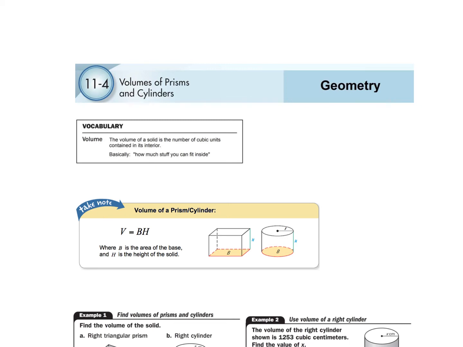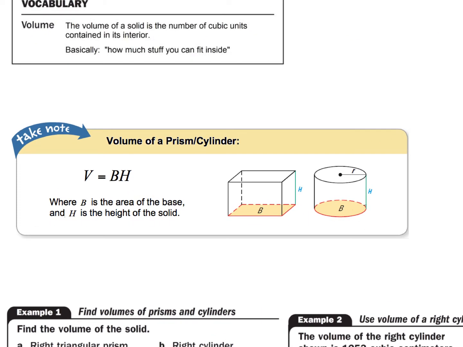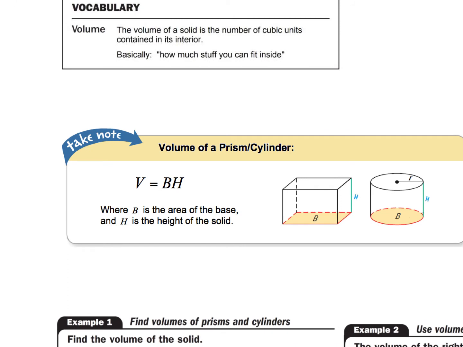All right, so let's start our last unit of the year, Unit 8, and this is all about volume. So let's talk about volume of prisms and cylinders today. There is one formula for this, and it works for both prisms and cylinders. It is volume equals area of the base shape, times the height of the cylinder or prism.